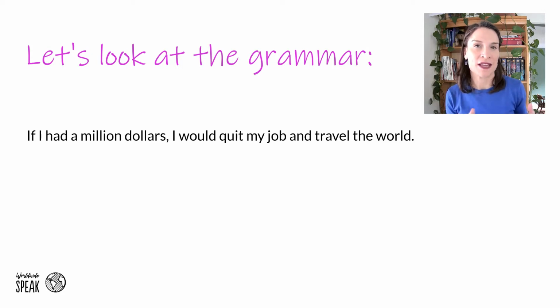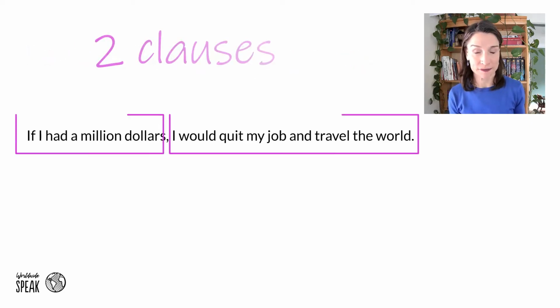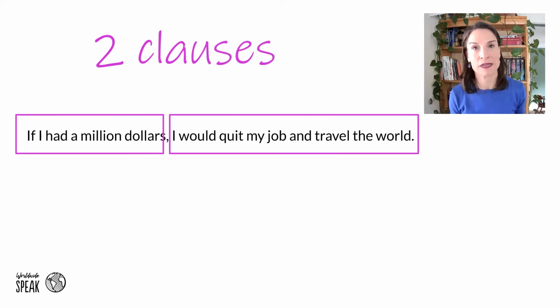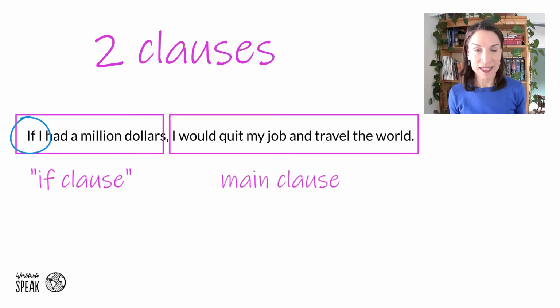But let's look a little bit at the grammar of how we construct the second conditional. So you can see that this sentence and any second conditional sentence has two parts. It's two clauses, and a clause is basically a group of words with a subject and a verb. So the second conditional here has two clauses. One of them starts with the word if. This is called the if clause, and the other one is called the main clause. So let's look at the specific grammar of each clause.